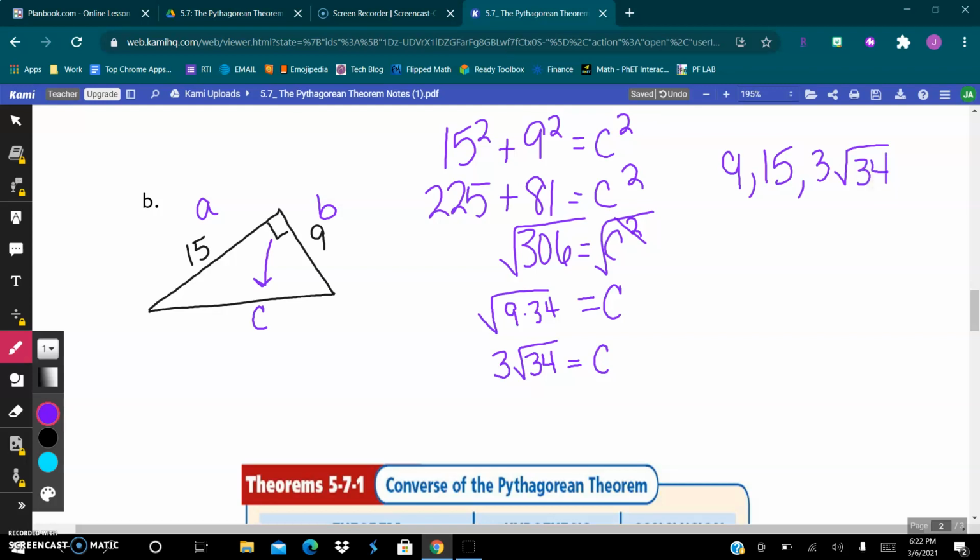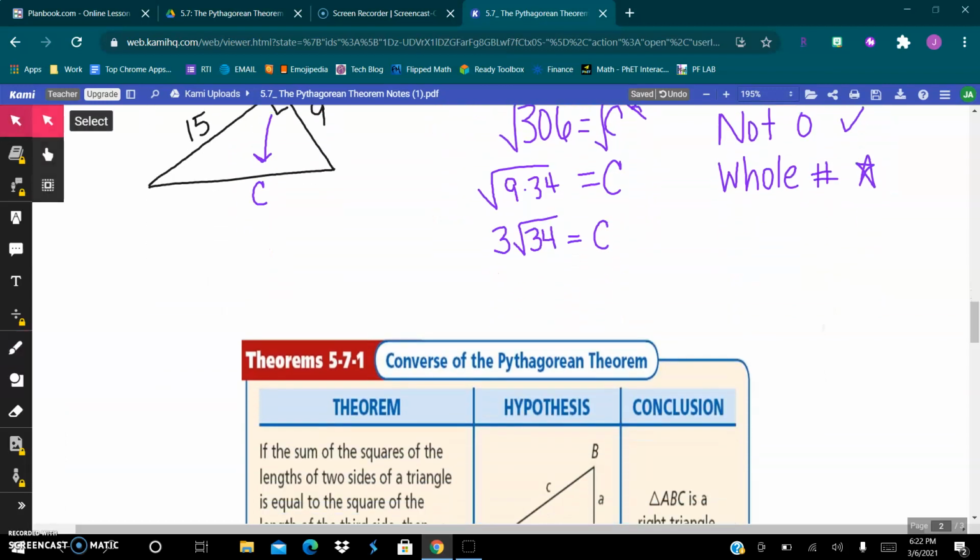So going through our 2 check marks, not 0, it passes that one, that's good. And then whole number is the other one. And 3 square roots of 34 is not a whole number. Remember, a whole number is a number that you would say when you counted, and we definitely don't have that in our list when we're counting.